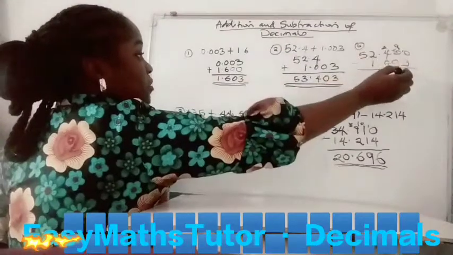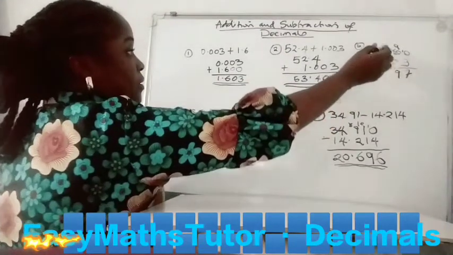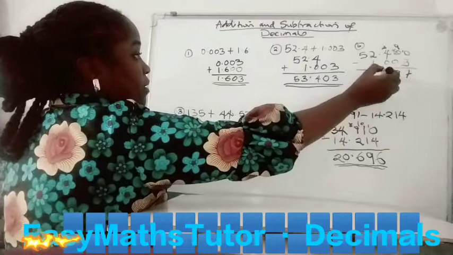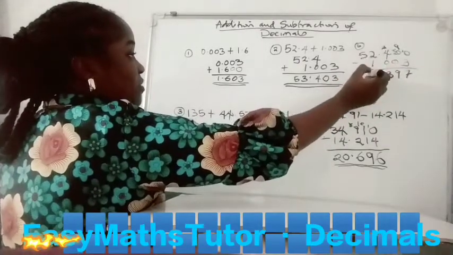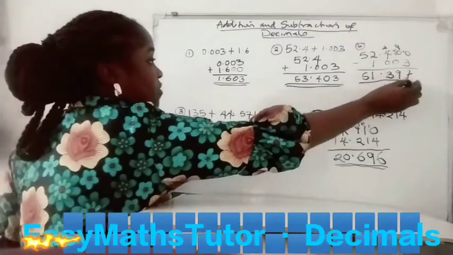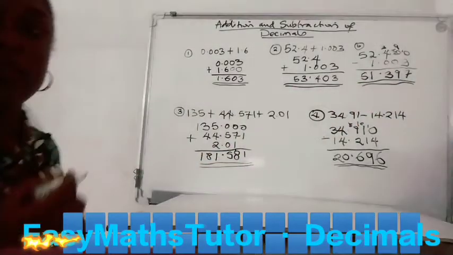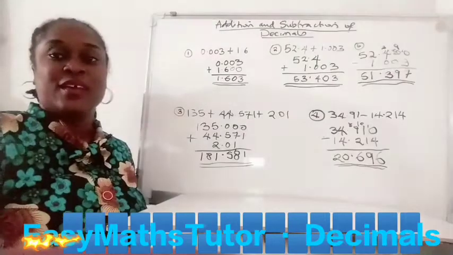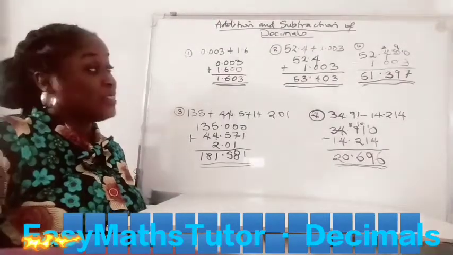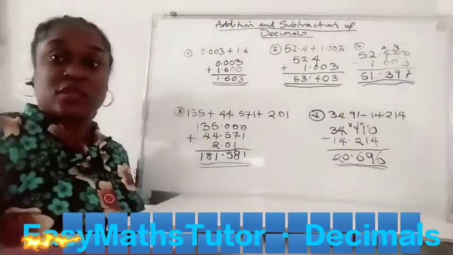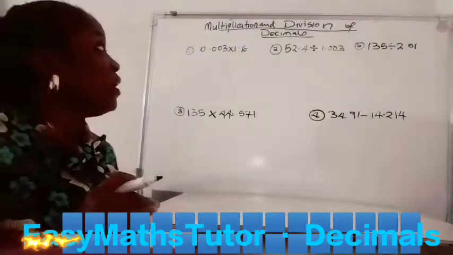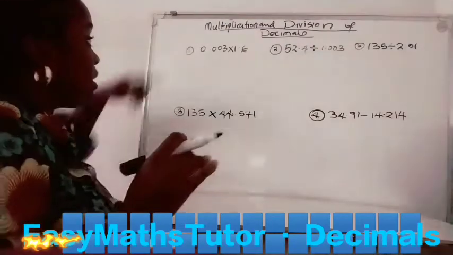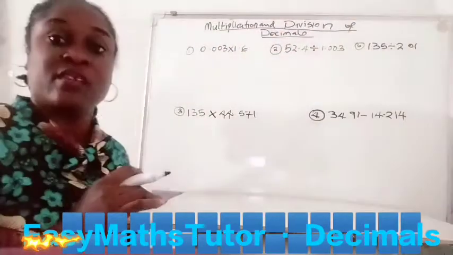Then 9 minus 0 giving us 9. 3 minus 0 giving us 3. Then we have 2 minus 1 giving us 1. 5 minus 0 giving us 5. So this is the answer to subtraction. This is the simple way we do our addition and subtraction of decimals. Our next operation for our decimals is going to be multiplication and division of decimals.